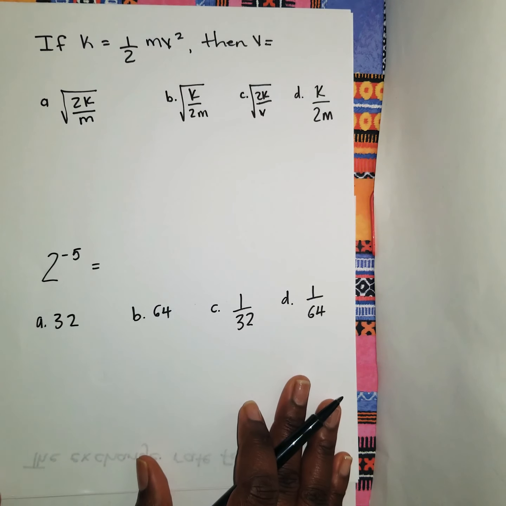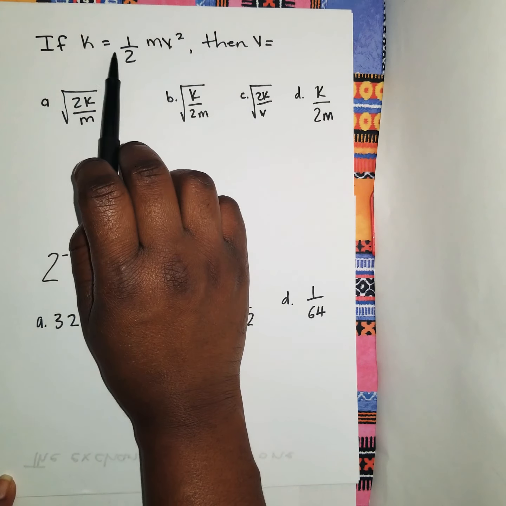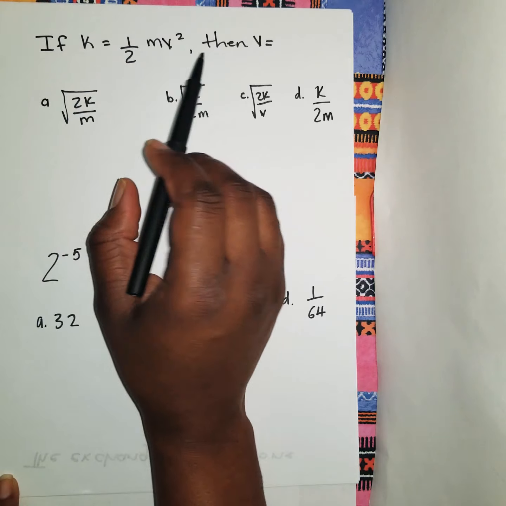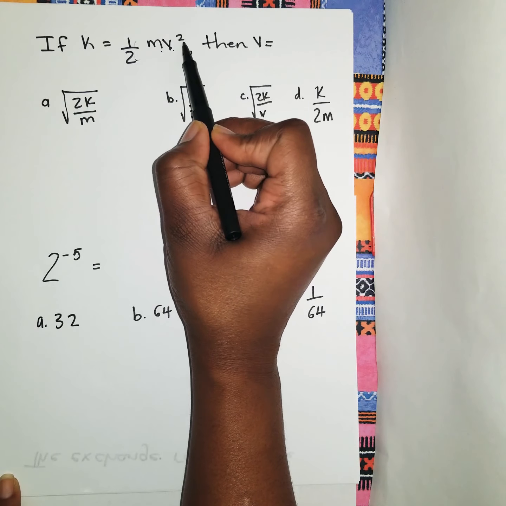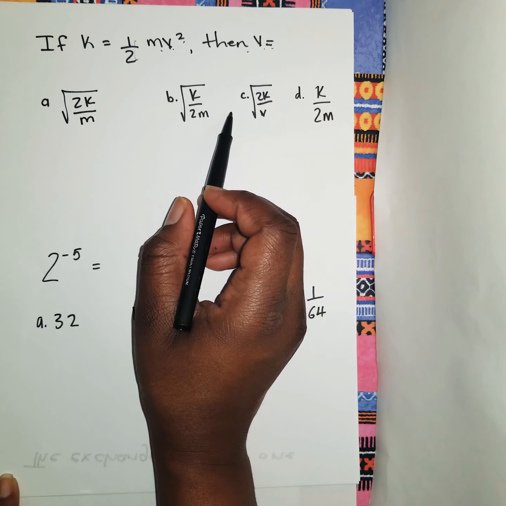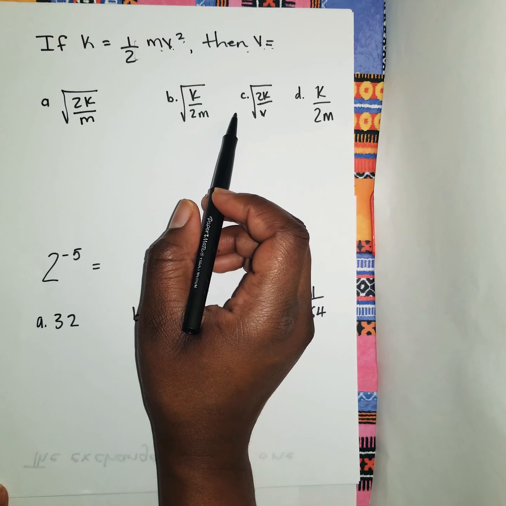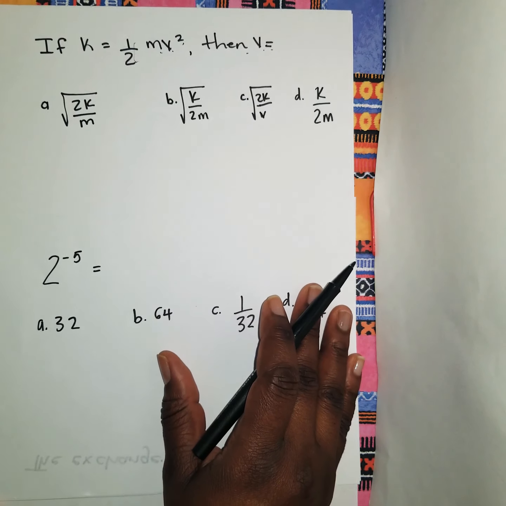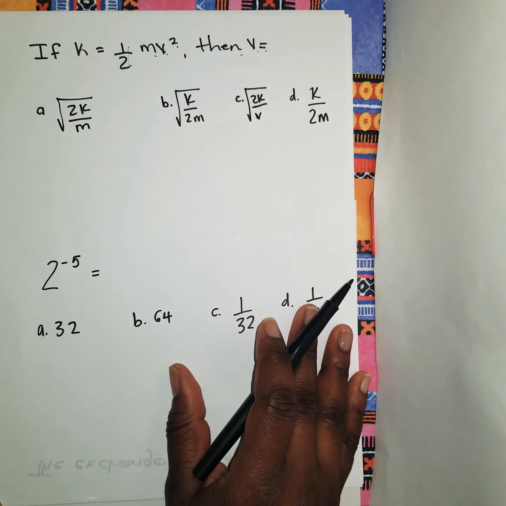Let's move on to this question. So if K is equal to 1 over 2, this is a half mv square, then v equals. So here we're basically transposing, or some would say finding the subject of the formula. I don't know how you know it, but it can be said different ways. So let's move on right into it.